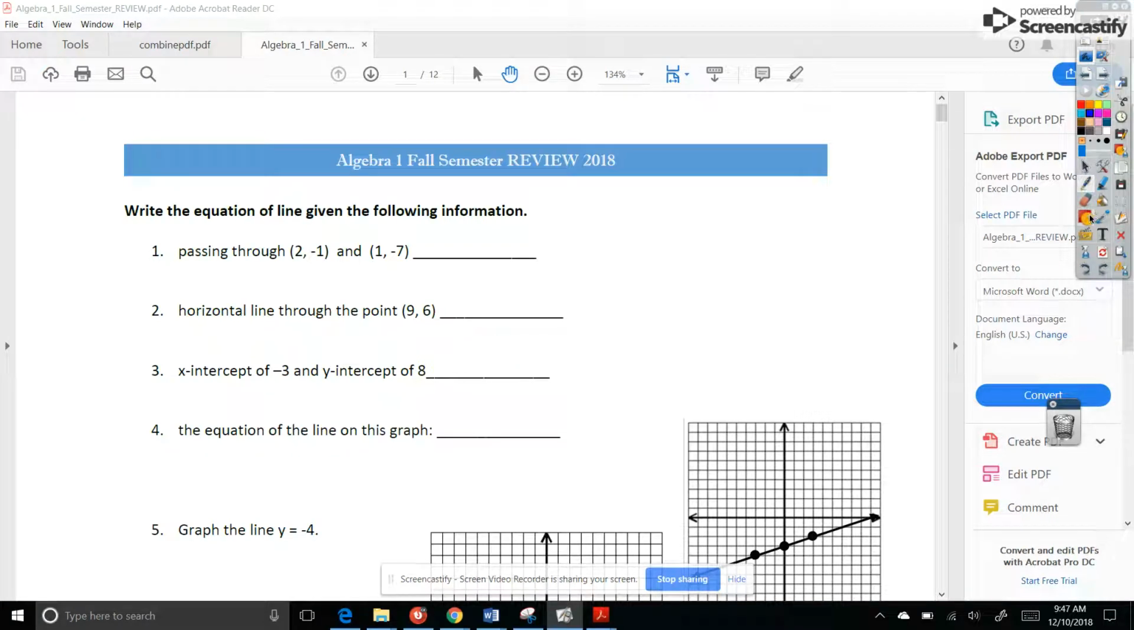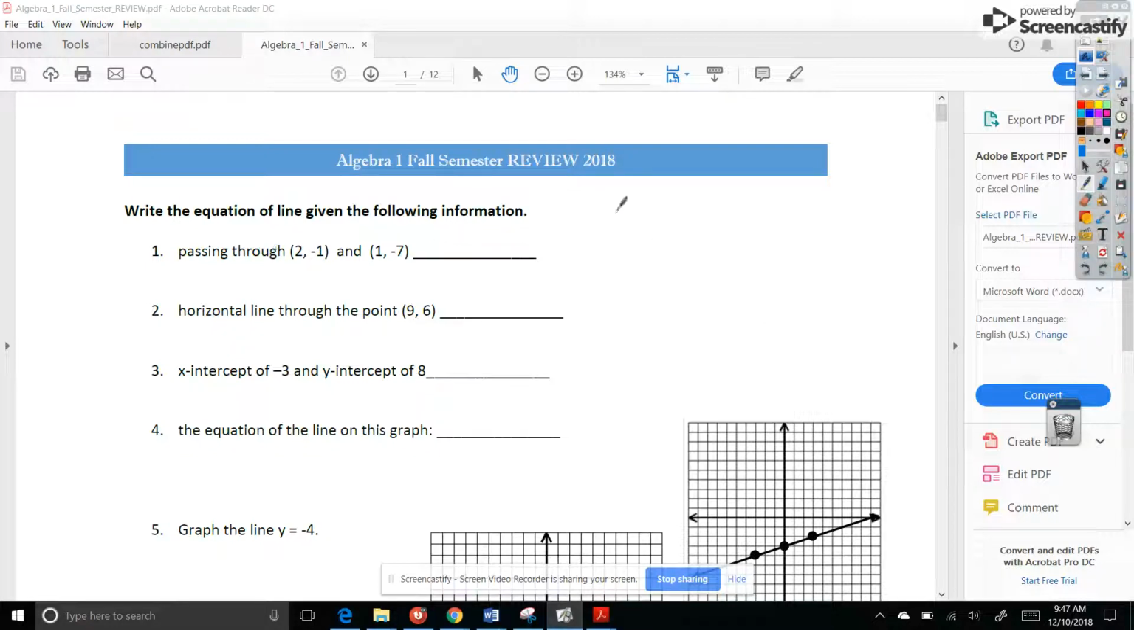This is the first video for Algebra 1 Fall Semester Review. So the first section, 1 through 4, they're asking us to write an equation. They haven't specified what kind of equation, if we're supposed to be in point-slope form or slope-intercept form, so I'm just going to write it the way that's easiest for that particular problem.